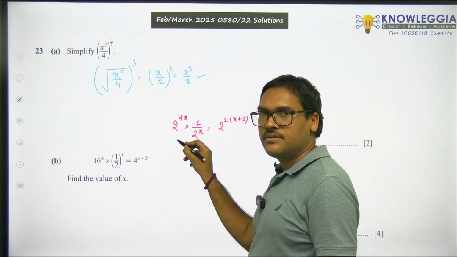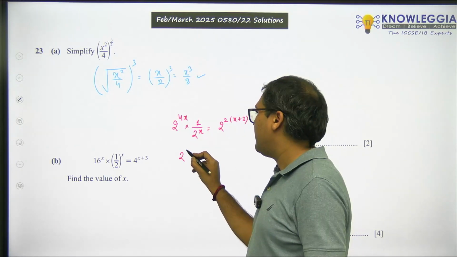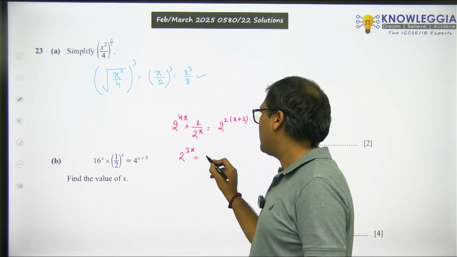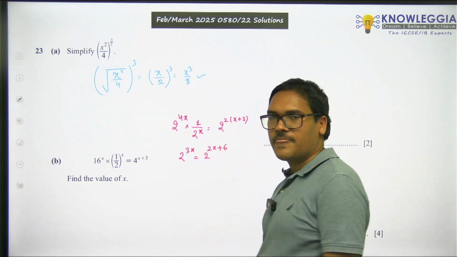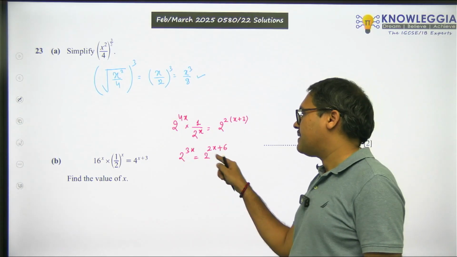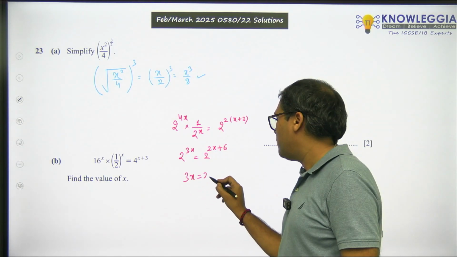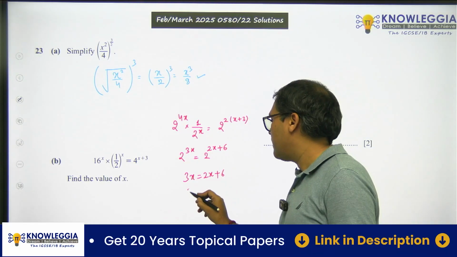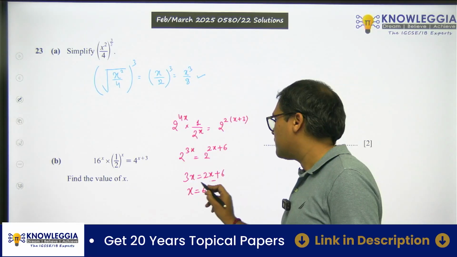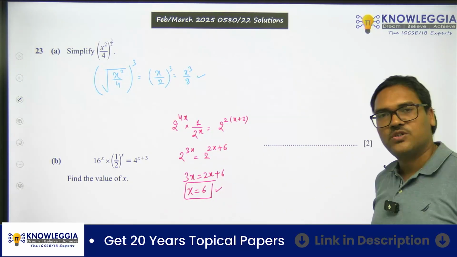So now what is this? This has the same base, so the powers will subtract. So this is 2 raised to 4x minus x, which is 3x. This is equal to 2 raised to 2x plus 6. Now if the bases are the same, I'll equate the powers. That is 3x should be equal to 2x plus 6. So if I subtract 2x, that will become x equal to 6. So what is the answer? x will be equal to 6. That is the answer for this question.